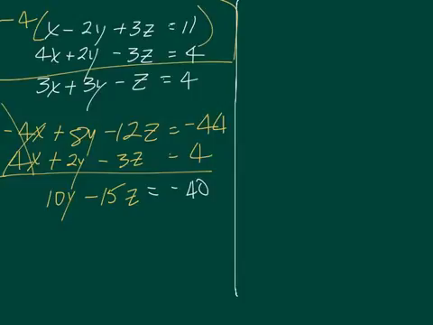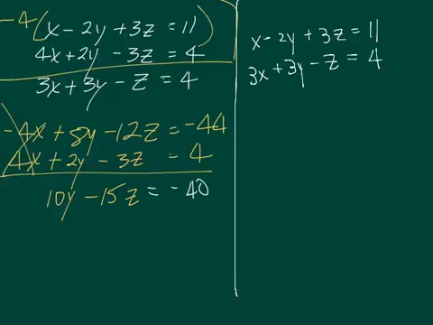And let's see, I'm going to take the first equation and do the system of equations with the third equation. So I've got that one, and let's do the 3x plus 3y minus z equals 4. Alright, so what I'm going to do is eliminate the x. So in order to eliminate the x, I'm going to have to multiply the top by a -3 in order to do that.